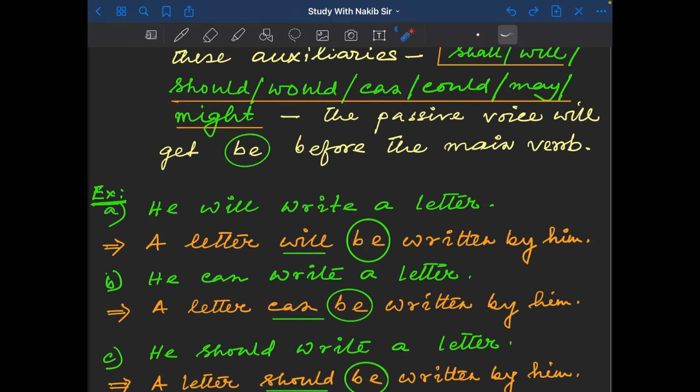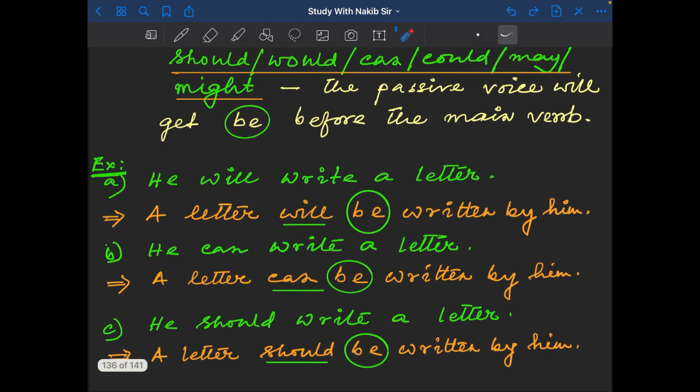He will write a letter. You have got will. So in the passive voice you will get one be. Blandly you can say. And see your passive voice. A letter will. Will is here, will was here. So will came here. So a letter will. Immediately be came. A letter will be, and it is the past participle of the verb, written by him. You know, the same example I am using again and again so that you can understand the difference clearly.